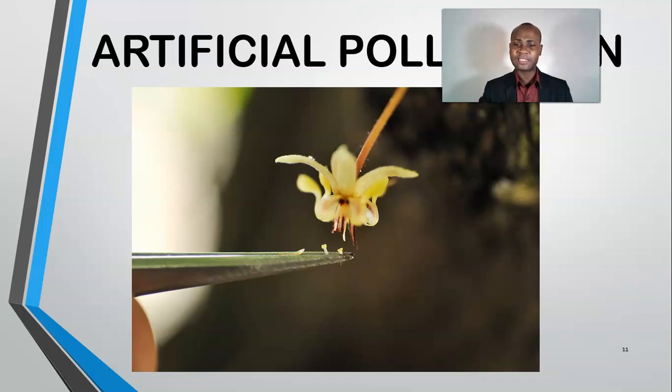Now let's look at artificial pollination, which is a backup for natural pollination. There are problems that we cannot actually eliminate, so it's very important that we have backups in case you don't get the results you are looking for.